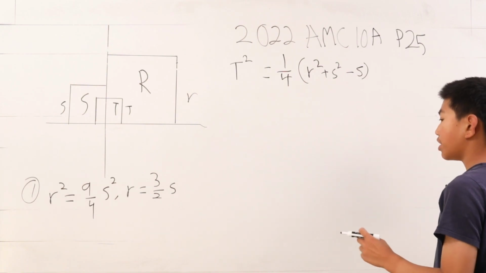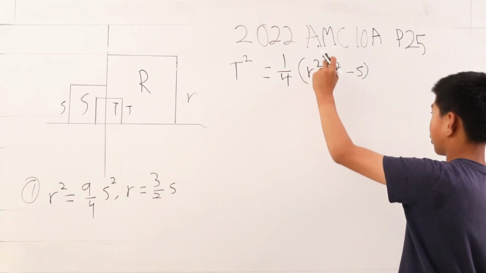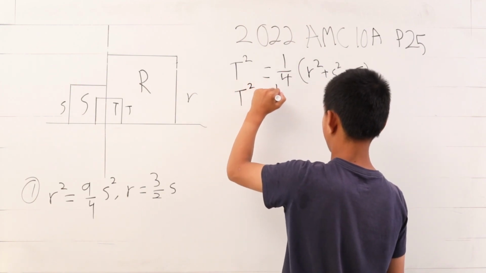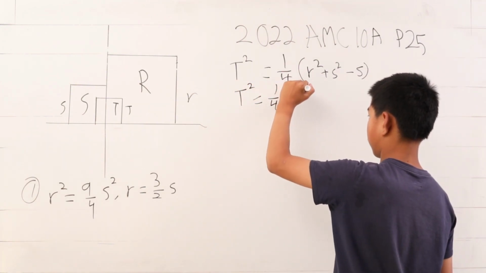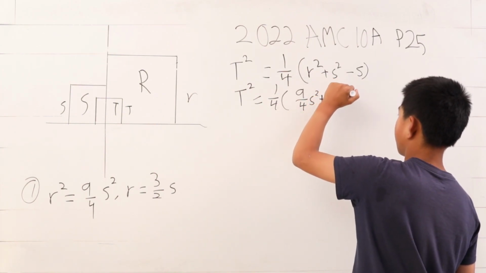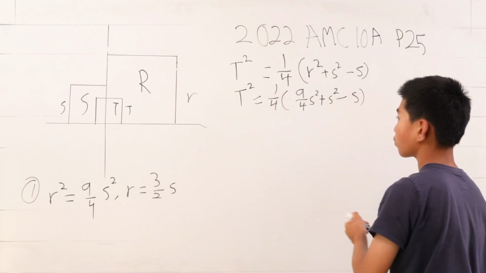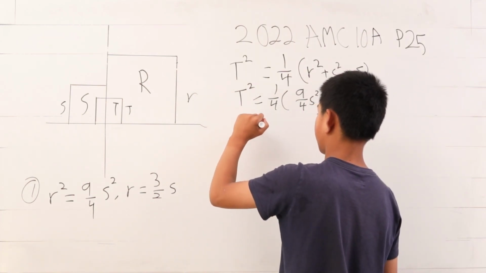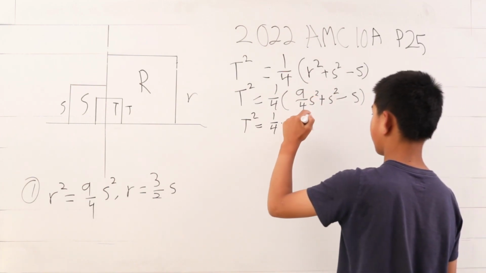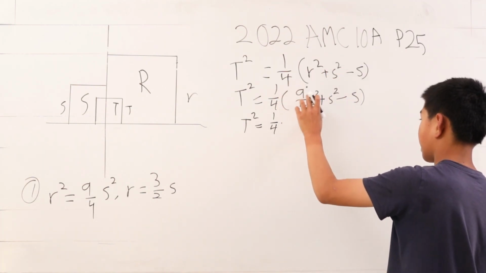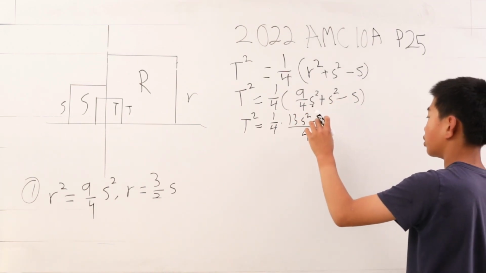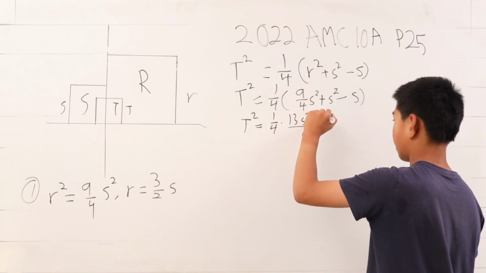We have R and S terms, and we have an R squared here. We can plug this value of R squared back in. So T squared is equal to 1/4 times 9/4 S squared plus S squared minus S. That's correct, right? Now we can add things. Adding the S squared, that's 9 plus 4, which is 13 S squared over 4. But now you subtract this S, and when you put it over 4, you subtract 4S.